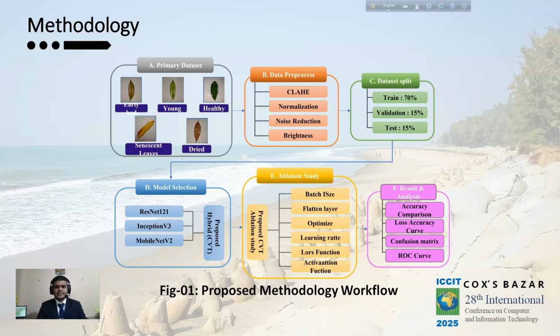Methodology. This is the proposed methodology workflow. Here we can see our primary dataset collection, and here we have 5 classes, and this is the pre-processing technique. We split the dataset 70% for training, 15% for validation, and 15% for testing. We train the 3 baseline models, ResNet101, InceptionV3, MobileNetV1, and we build the proposed model, and we also do the evaluation study, and after all we measure and analyze our model's performance.